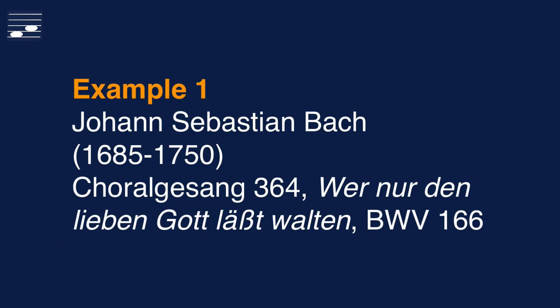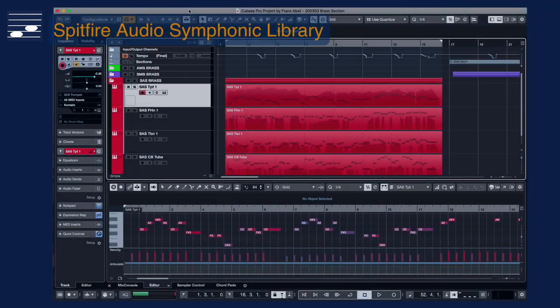From Grandmaster Bach, we listen to a four-part setting of the chorale Wer nur den lieben Gott läßt walten. This is a nice opportunity to present the members from the different brass instrument families. You'll first hear three tutti versions as rendered from a MIDI mockup. Later in the video, you may listen to the individual parts.